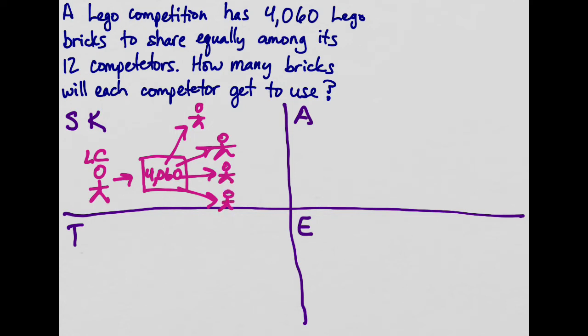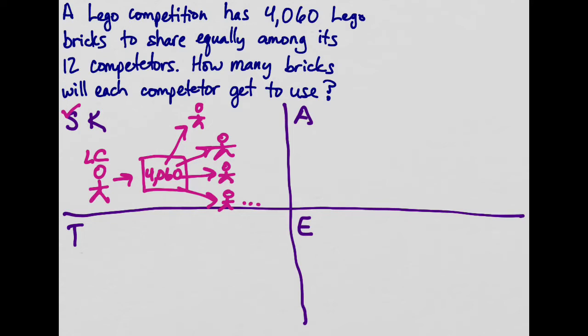Everybody gets a bin of Legos and they're splitting them up equally. I'm going to do my dot, dot, dot trick again because I didn't draw all the competitors. So that's the situation. There's a competition. They got a bunch of Legos and they're splitting it up for all the contestants. Got it. Now I'm ready to do the know step.